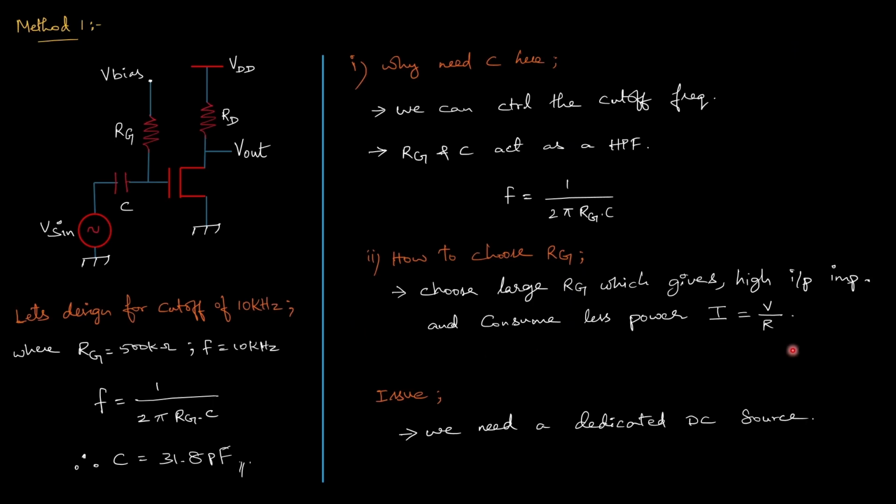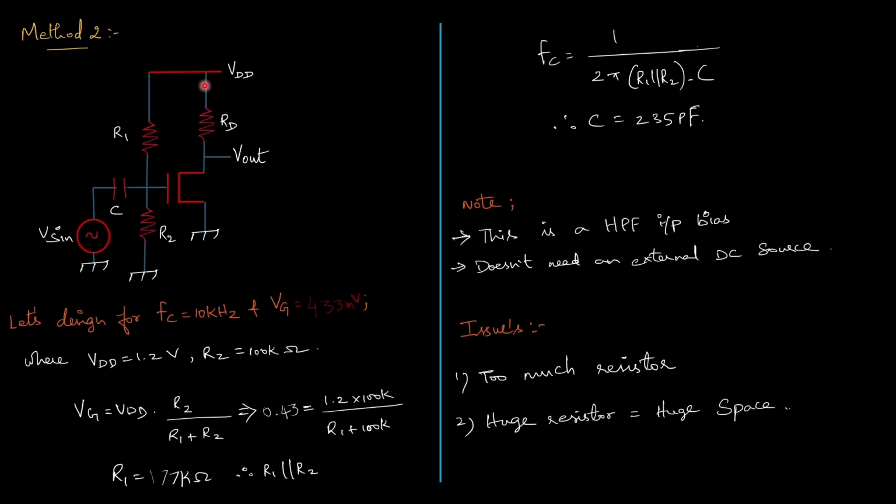But there is still a drawback here. We still need an external DC source, which is usually impractical inside an IC. So we go for the next method. In order to avoid an external bias source, we can generate the gate voltage using these two resistors. This is called the voltage divider bias.